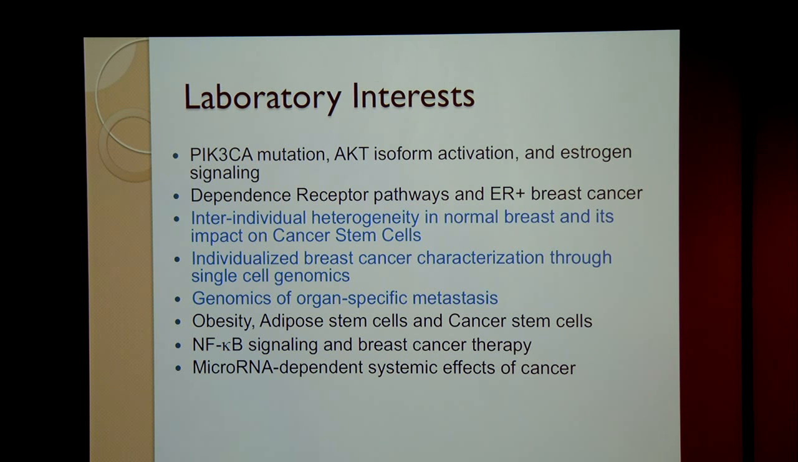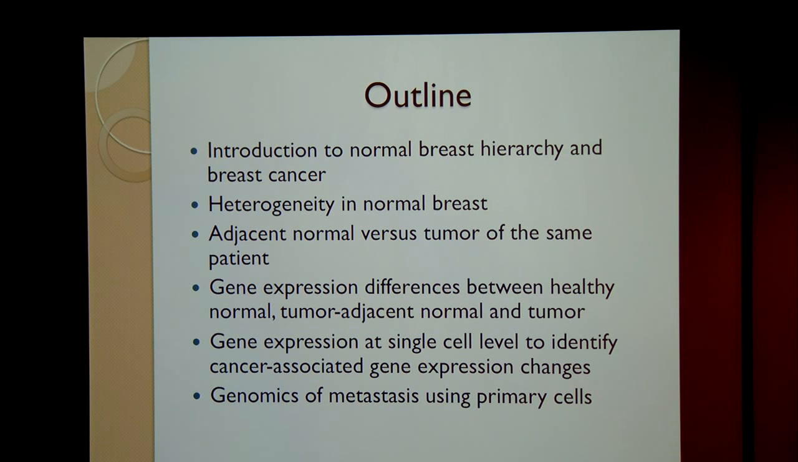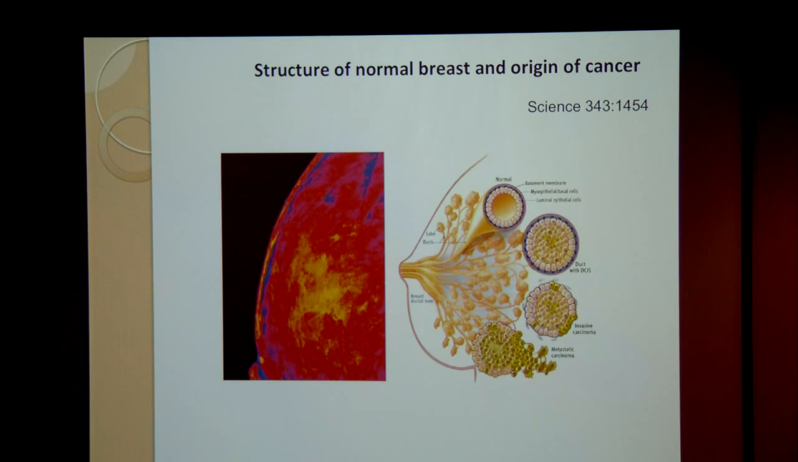But for today, this is what I'm going to cover: an introduction to the normal breast hierarchy, heterogeneity in normal breast, then characterizing adjacent normal versus the tumor of the same patient. Then I will compare the healthy breast to the tumor adjacent normal and tumor with single cell analysis, and then come to the metastasis field. This is what we see in a normal breast.